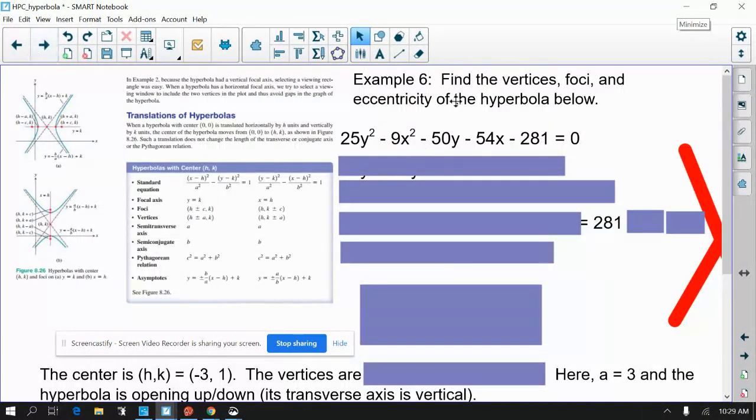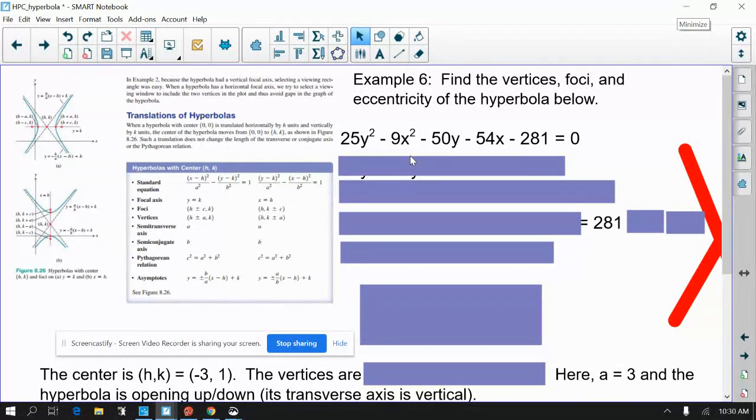Last example. Find the vertices, find the foci, and the eccentricity of this hyperbola. Wow. So, first of all, remember all of our conic sections. We've got a parabola, a circle, ellipse, and a hyperbola. Parabolas, only one variable is squared. So that's not the case here. I got two variables squared. So it's either an ellipse, a circle, or a hyperbola.